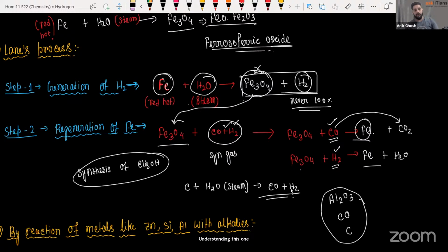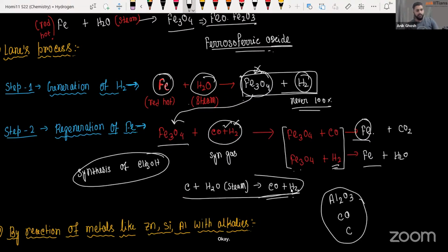So I was talking about the production part. Carbon and steam give CO plus H2. I was saying that again we can react the carbon monoxide produced with the steam to get CO2 and H2, right? Definitely.